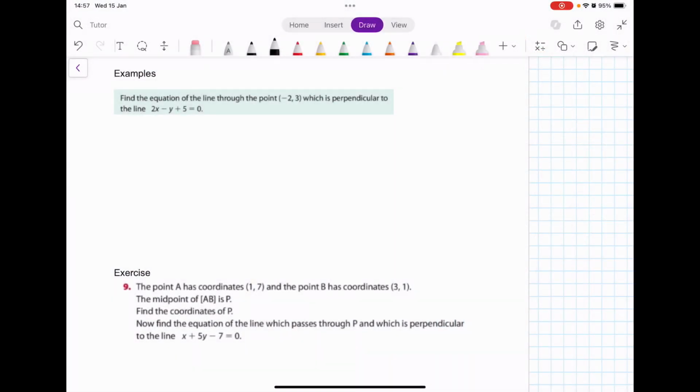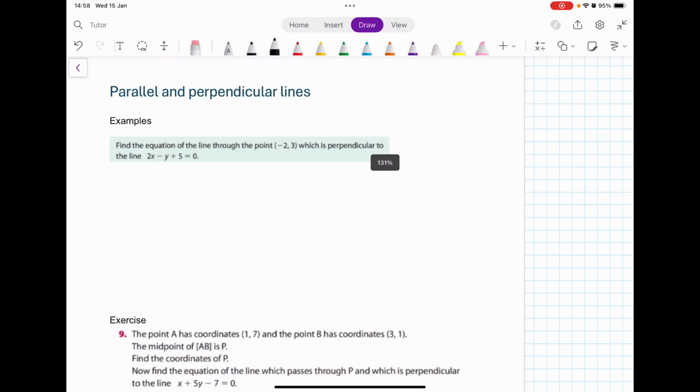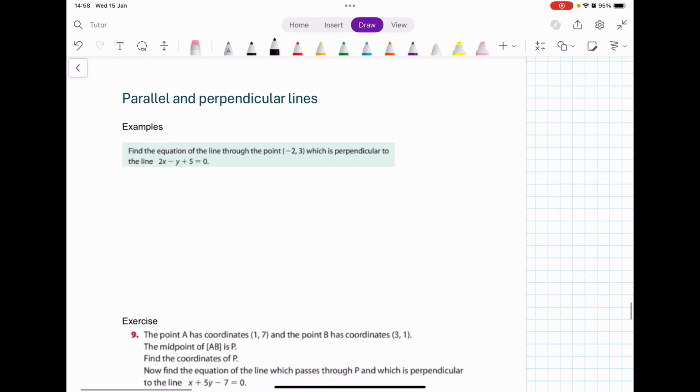Here is another problem to do with the equation of the line, but now we're starting to involve other components of coordinate geometry. So we're adding in perpendicular and parallel lines. And a quick revision: parallel lines never touch, and so parallel lines in coordinate geometry have the same slope. So the slope of line A is equal to the slope of line B.